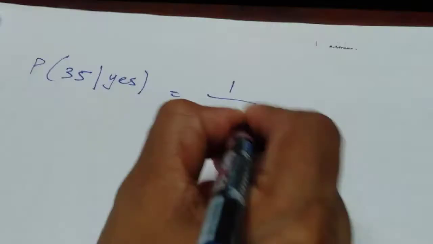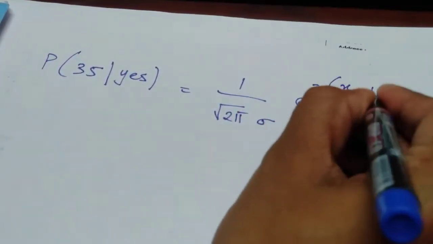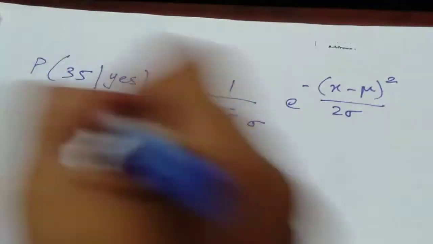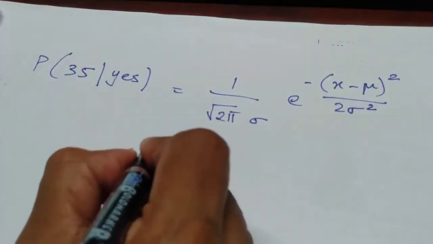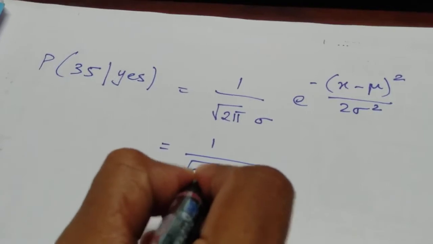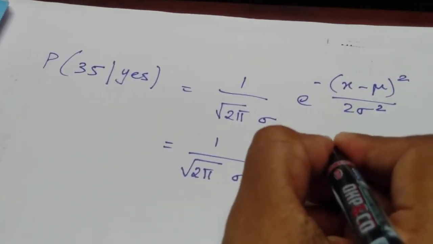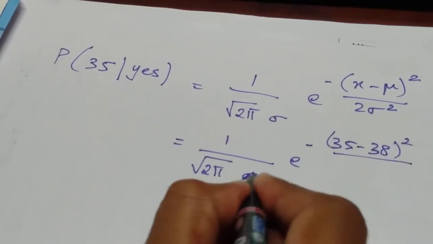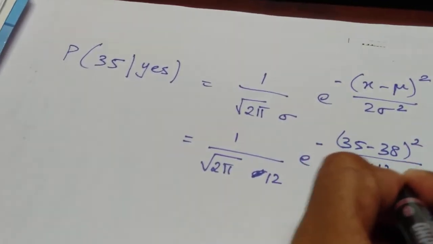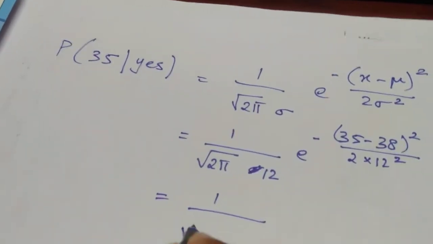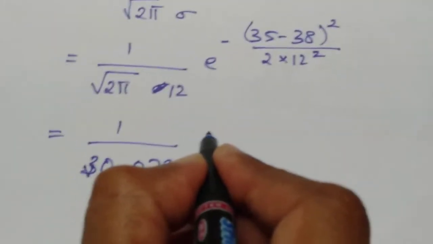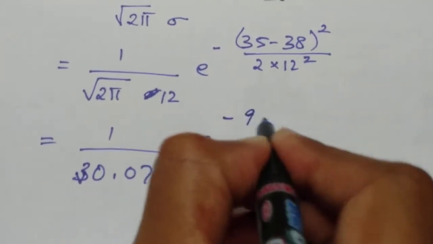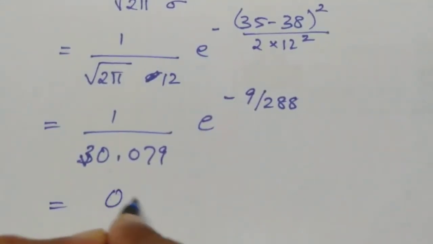So this is what you have to do: P of 35 given yes. All I am doing is substituting into the Gaussian distribution function, 1 divided by square root of 2 pi sigma, times e raised to minus (x minus mu) the whole squared divided by 2 sigma squared. So that is 1 divided by square root of 2 pi times 12, e raised to minus (35 minus 38) the whole squared divided by 2 into 12 squared, which equals 1 divided by 30.079 times e raised to minus 9 divided by 288. This will be equal to 0.032.